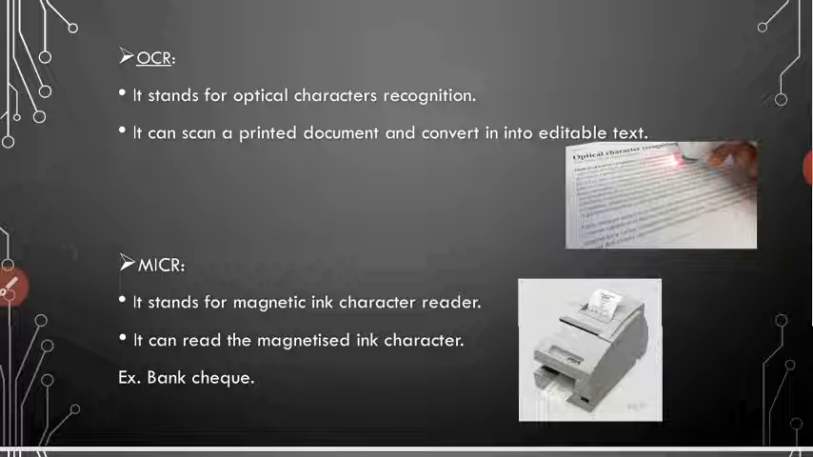Next one is MICR. MICR stands for magnetic ink character reader, and it can read magnetized ink characters, for example a bank check. Most of the time it is seen in the bank. If you are using a bank check, we put our bank check on that MICR and it detects how much money you want to withdraw. Then it can easily read it. Magnetic ink character reader.